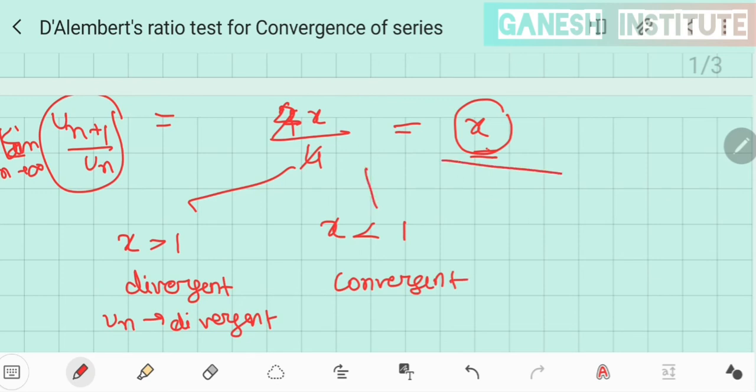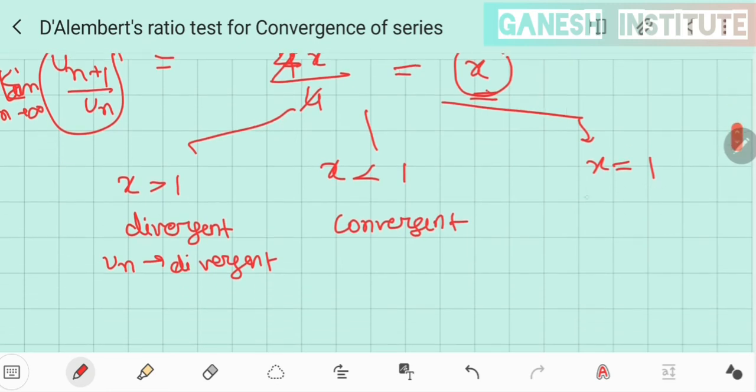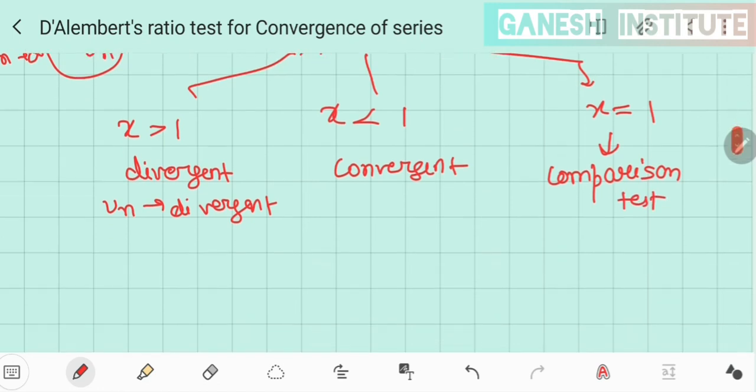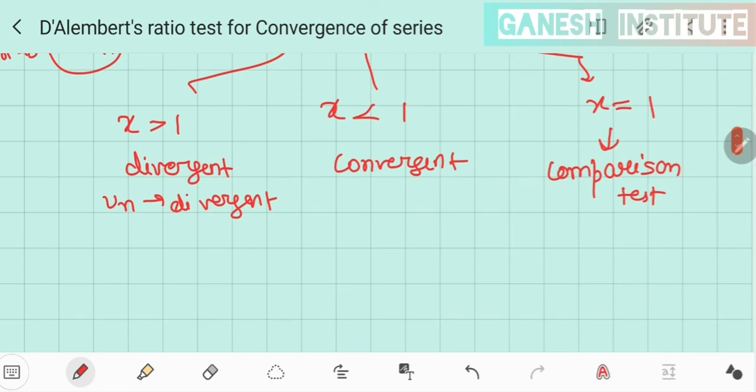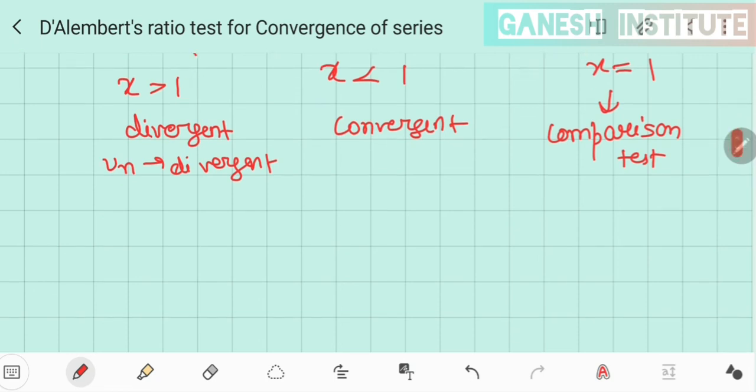But what about x is equals to 1? We know that if this limit turns out to be 1, then this test fails. So then you need to apply some other test. Let's say comparison test. You need to find out which test you are going to apply and whether it fits or not in the series. Just like for Cauchy integral, you need to make sure that your series is monotonous decreasing. And here we can apply comparison test.